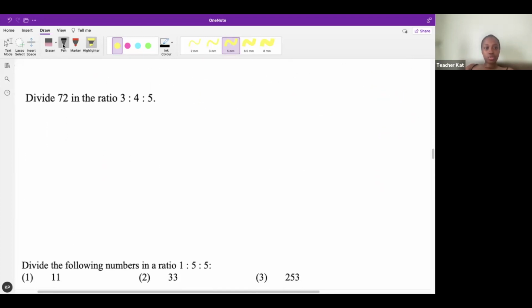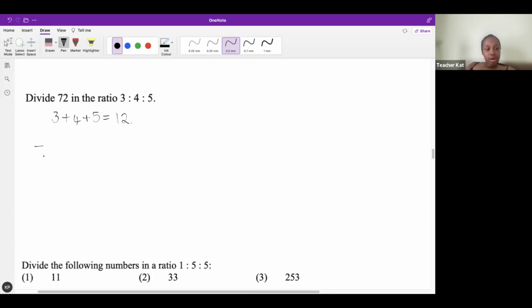Divide 72 in the ratio 3:4:5. First step, we have to add the ratio, right? No matter what, we have to add this ratio to find out how many parts in total we have. So the first person is getting 3 parts, plus 4 parts, plus 5 parts, and in total, that means we have how many? What's 3 plus 4 plus 5? That is 12 indeed, okay?